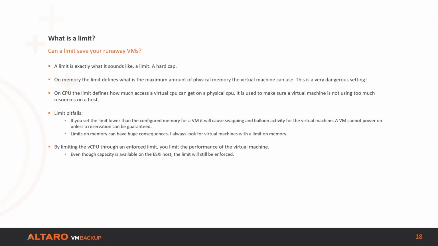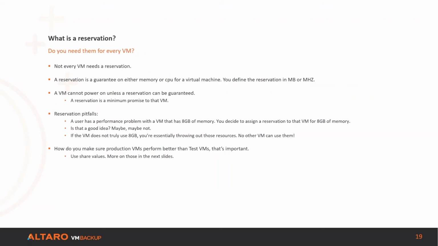Now, in terms of CPU, if you enforce a limit, you are limiting the performance of the VM. You might have capacity, but you're limiting the performance. That might be your goal in the test environment. That's a possibility. You might actually want to do that in a test environment, but you just have to be careful. So reservations, if we talk a little bit more about reservations, not every single VM is going to need it. A reservation is a minimum guarantee. You're saying I want to guarantee this amount of resources. So a limit is the opposite of a reservation.